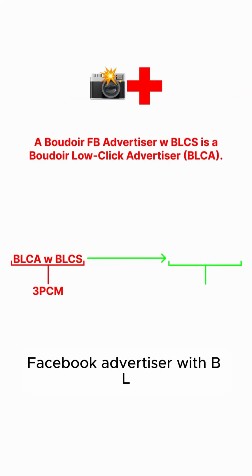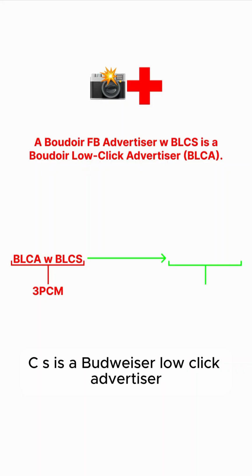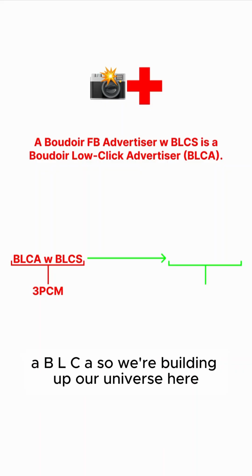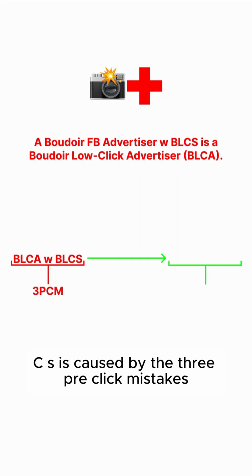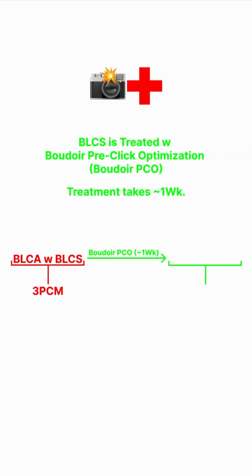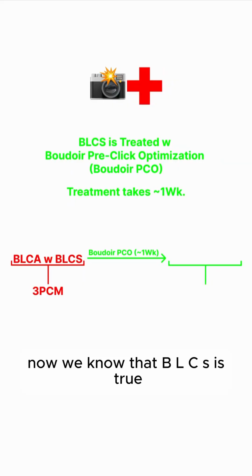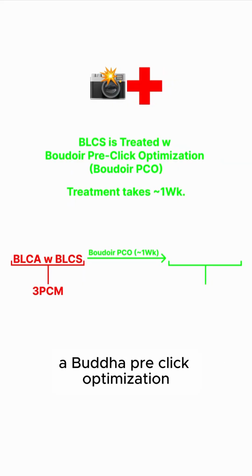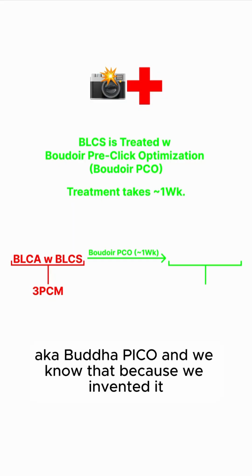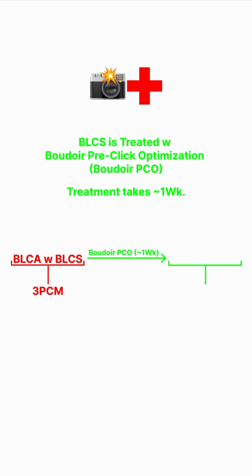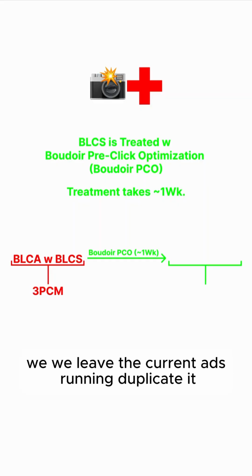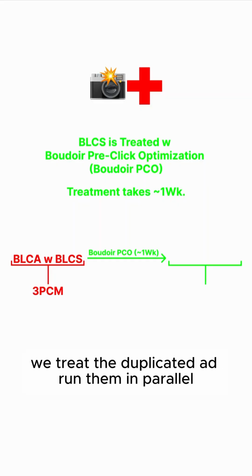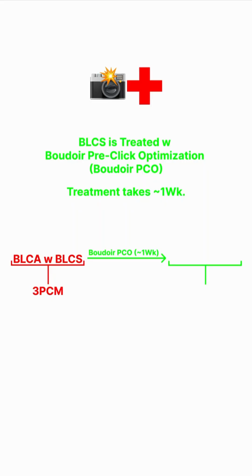We also know that a Boudoir Facebook advertiser with BLCS is a Boudoir low-click advertiser, a BLCA. So we're building up our universe here. We got a BLCA with BLCS caused by the three pre-click mistakes. Now, we know that BLCS is treated with Boudoir pre-click optimization, aka Boudoir Pico, and we know that because we invented it. And treatment takes about a week. That's where we duplicate the current ad. We leave the current ad running, duplicate it, treat the duplicated ad, run them in parallel, and keep whichever one has the better metrics at the end.